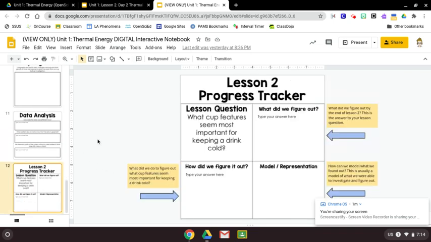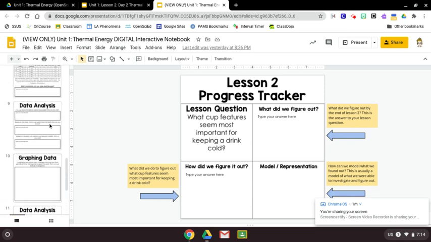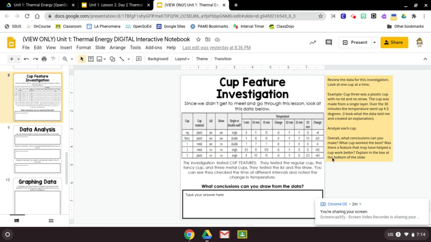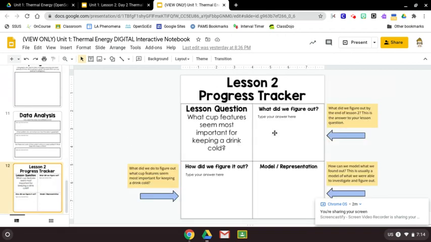What cup features seem most important for keeping a drink cold? That goes back to this data. This data should tell us what feature worked the best. Answer that question. Tell me how you figure that out, which would refer back to our investigation and our chart, and then see if you can come up with a model representation. If you can't come up with a model, that's okay. I really want to see your 2 answers here. Sometimes the model is a little tricky and we can talk about it in class.